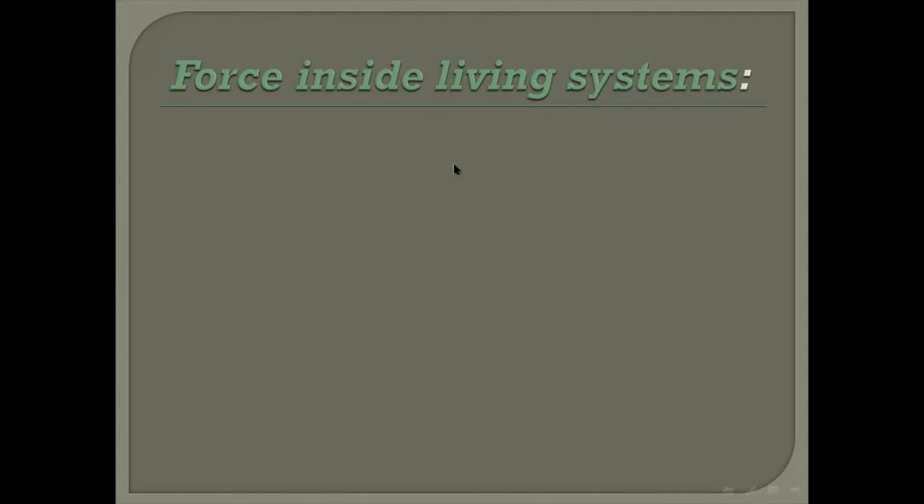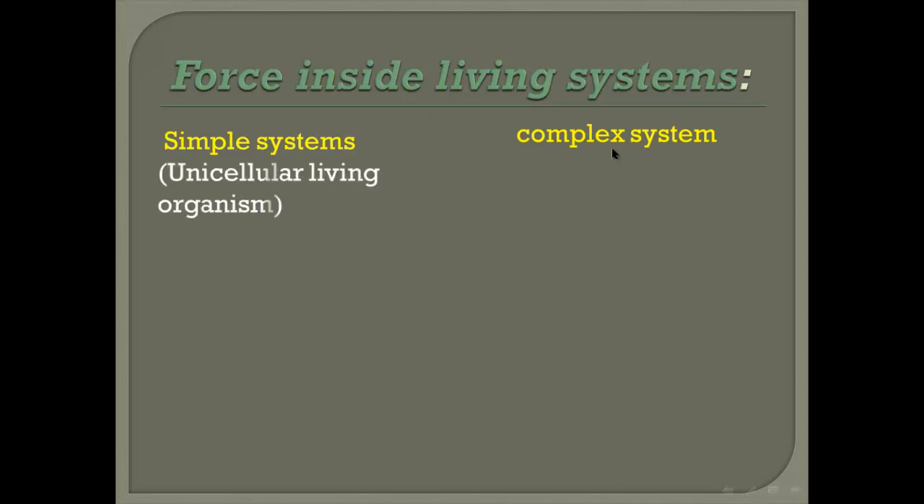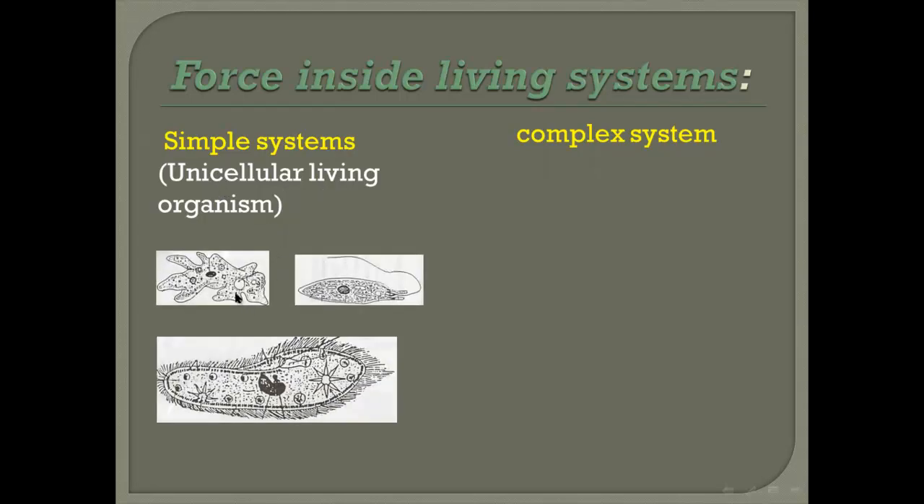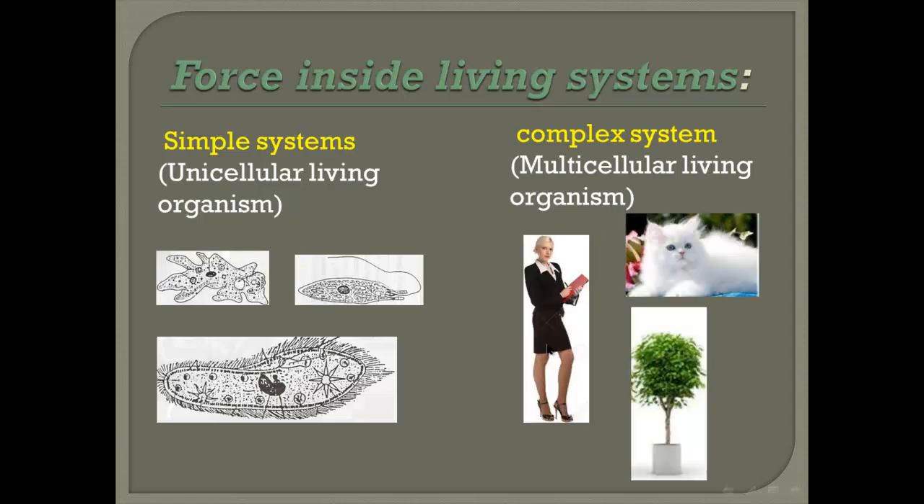There are forces inside living organisms, but living organisms or living systems are classified or divided into simple systems and complex systems. A simple system may be called unicellular living organisms, such as amoeba, paramecium, euglena. A complex system or multicellular living organism, such as humans, animals, and plants.